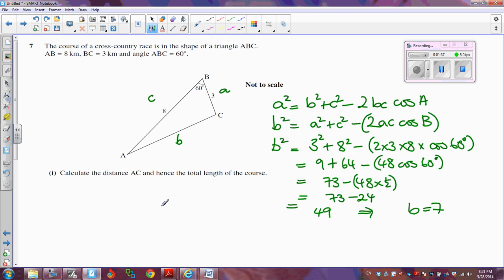So AC is actually 7 kilometers. So AC is 7 kilometers, and the total length of the course then is going to be 8 plus 3 plus 7, which is 18 kilometers.